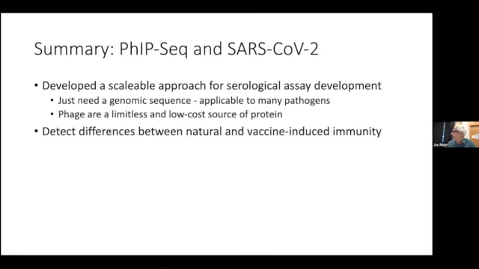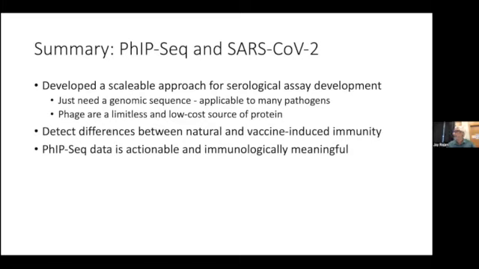I think the fact that we can detect differences between natural and vaccine-induced immunity suggests that there's far more that we could be doing with this approach, again with the right cohorts and the right study questions. And then, last but not least, PhIP-Seq data to me is both actionable and immunologically meaningful. Obviously I'm biased, this is what I work on, but I think it's a great technique, and there's just so much more we can do with it.